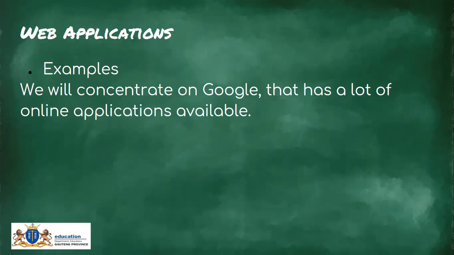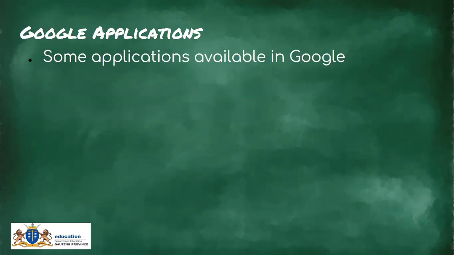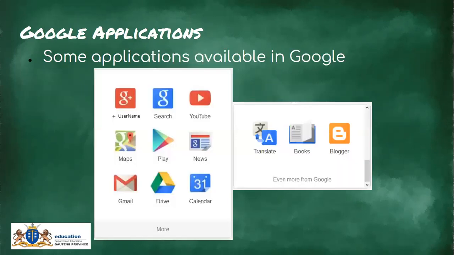So we'll see Google applications. These are the applications that are available in Google. Like on your Android phone, we've got the Play Store, the news, YouTube, Google Plus, search, Gmail, and OneDrive. This is not OneDrive, I'm sorry. OneDrive, you get in Microsoft.